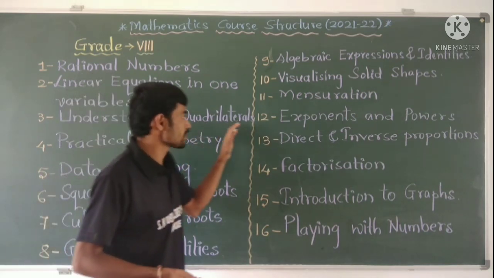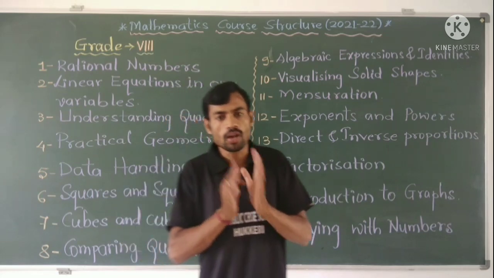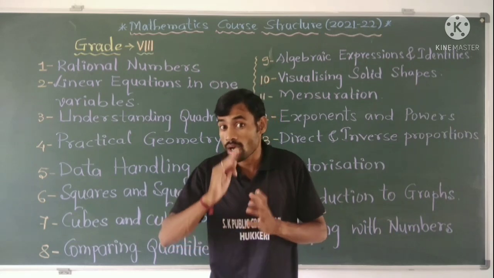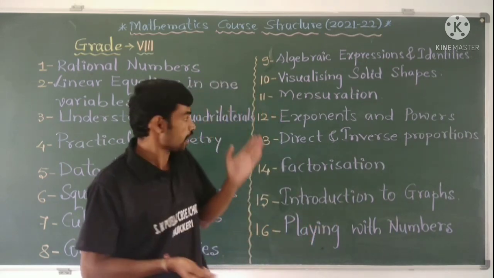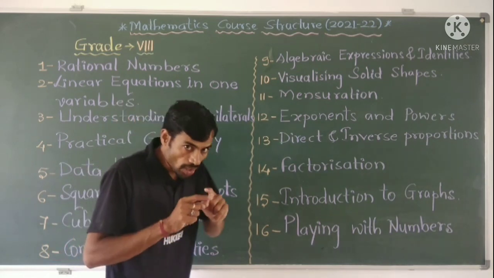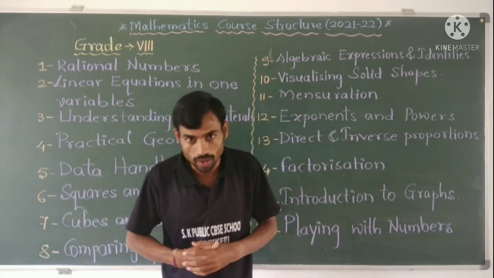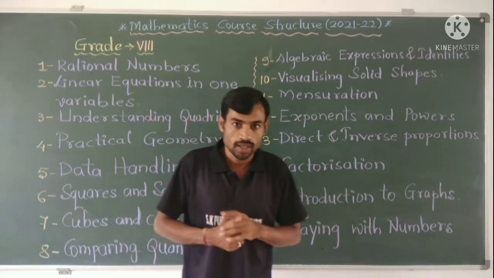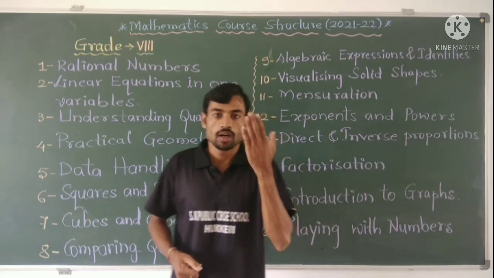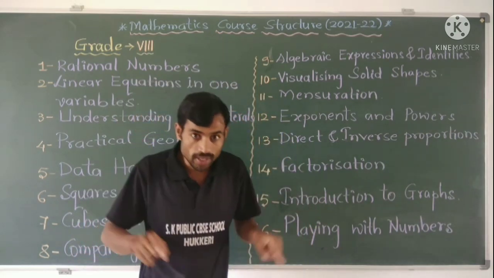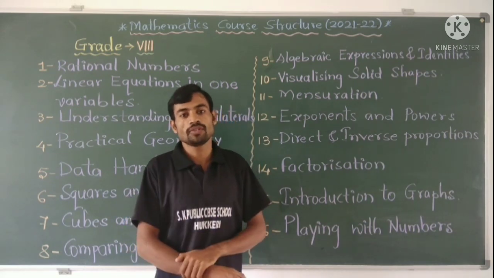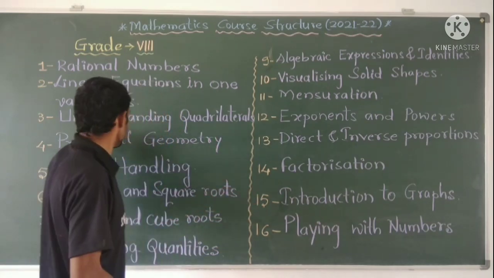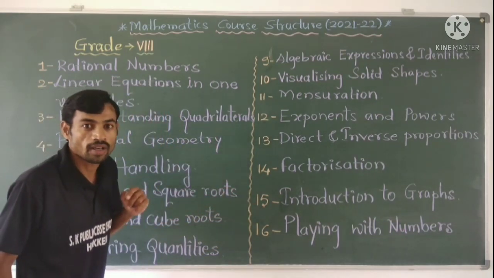Now we have to understand quadrilaterals. What are quadrilaterals? A quadrilateral has 4 sides, 4 angles, 2 diagonals, and we study the properties of quadrilaterals. And we have different types of quadrilateral: trapezium, kite, rhombus, square, rectangle. What all their properties are, we have to study in understanding quadrilaterals.